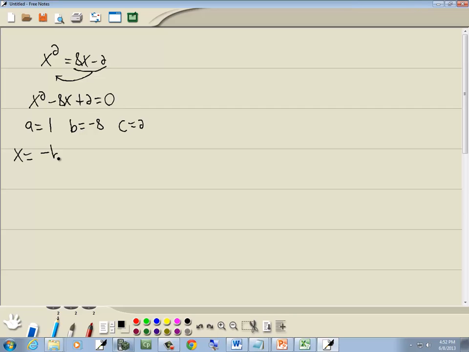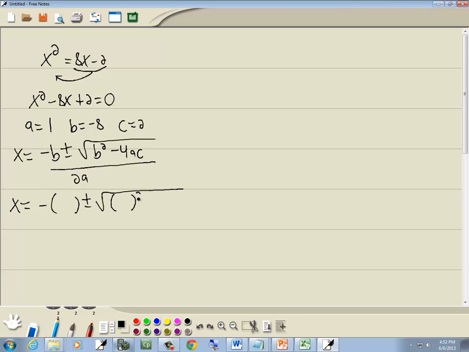The quadratic formula is negative b plus or minus the square root of b squared minus 4ac, all over 2a. I'm going to go through and replace all my variables with parentheses before I plug in the numbers. Everything else remains exactly the same. I'm just replacing the variables with parentheses. Now everywhere I have a b, I'll plug in negative 8. Everywhere I have an a, I'll plug in 1. And everywhere I have a c, I'll plug in 2.